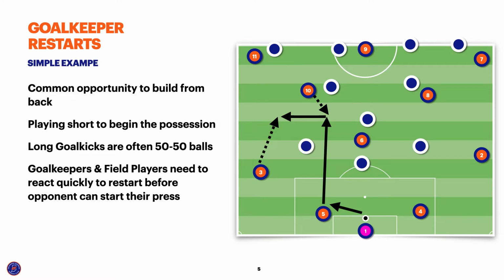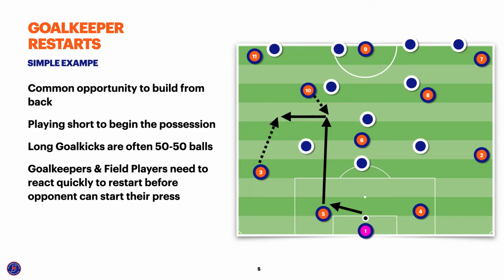can bypass them. Most teams will play long, and we believe that a long goal kick is just a 50-50 ball. By playing short, we have an opportunity to create advantages and disorganize the opponent where we can move into more opportunistic phases in the attacking half.